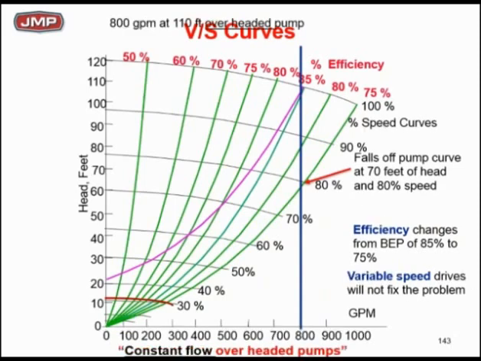So here's where it falls off the curve, and you see the selection: 800 GPM, 110 feet of head. I hope you understand that a variable speed drive will not fix this problem. If you insist on overheading your pumps too much, if you insist on picking them to the right of BEP, and you do both of those things, a variable speed drive is not going to fix it. You're going to have to throttle that pump, get it back up on the curve, and you just broke the law. You just broke the energy code, if you want to get right down to it.